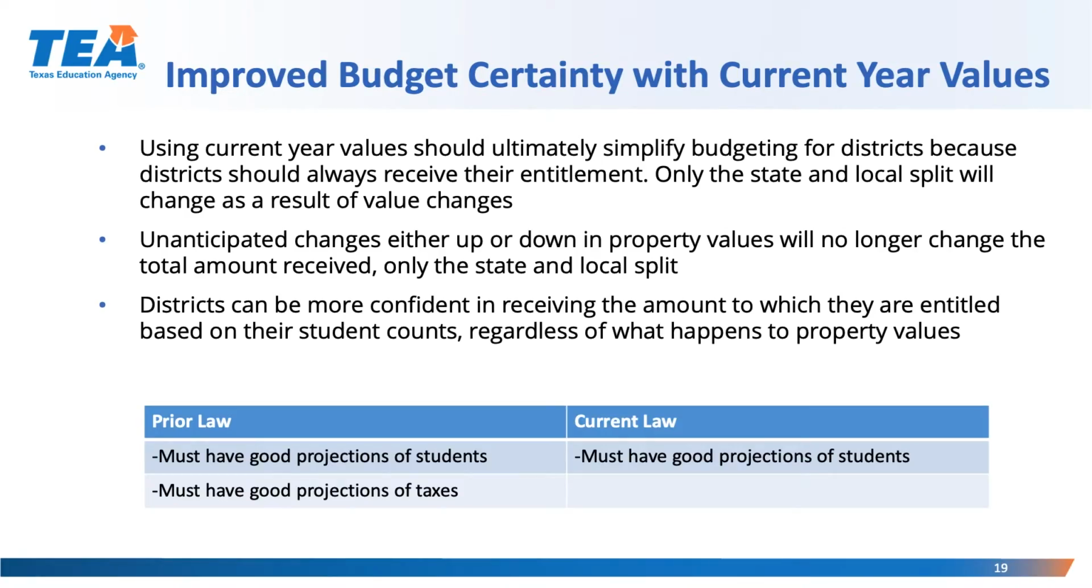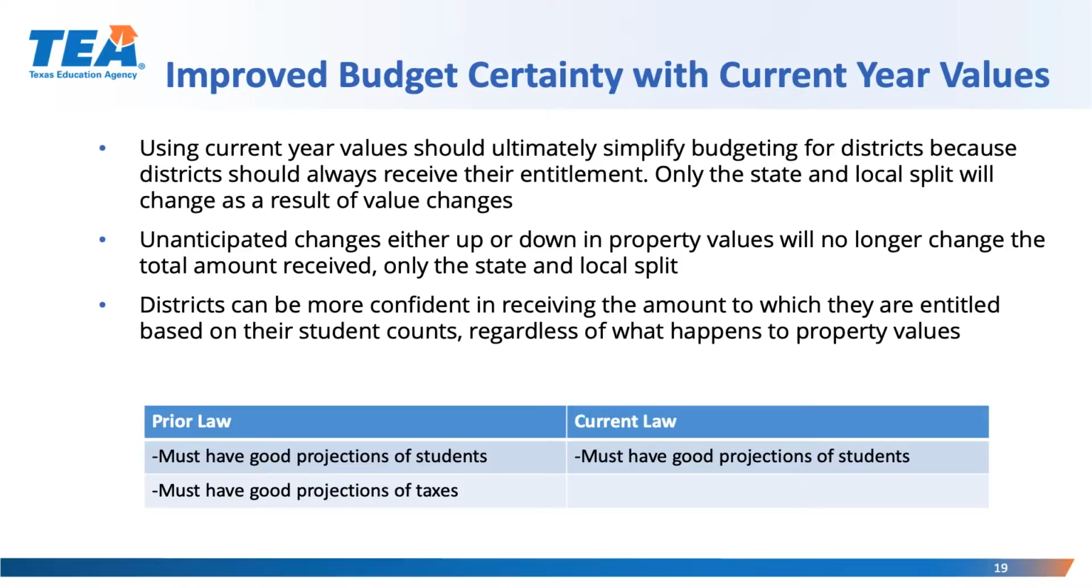So on to another slide talking about how budget certainty will hopefully be easier with current year values. Once we get used to it, it should ultimately simplify budgeting for districts. Districts should be confident of always being able to receive their entitlement, and only the state and local split will change as a result of value growth changes. Unanticipated changes, either up or down, in property values are no longer going to change the total amount that you will receive, only the split.